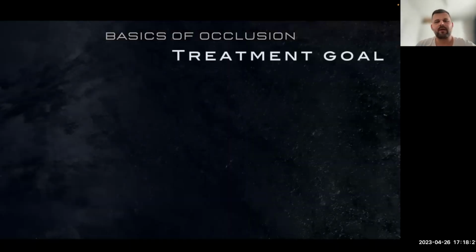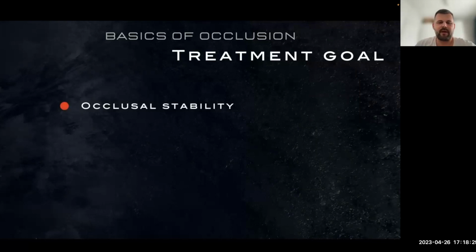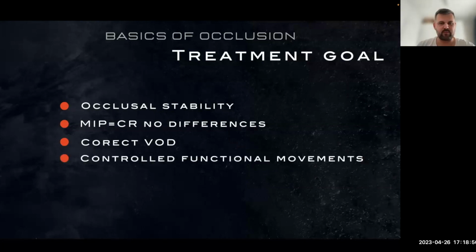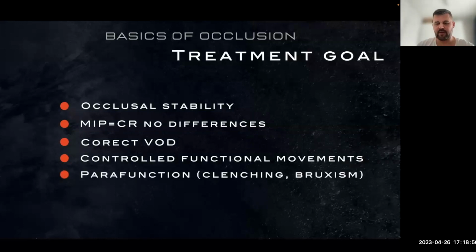But you know, our treatment goal during any kind of restoration is occlusal stability, which is the major aim of our treatment. And we would like to have our MIP the same as centric relation, and of course the correct vertical dimension. Also, our treatment goal is controlled functional movements. We're talking about guidance, and also we need to check parafunction, if the patient is clenching or bruxing. So we need to know how to protect our restoration.